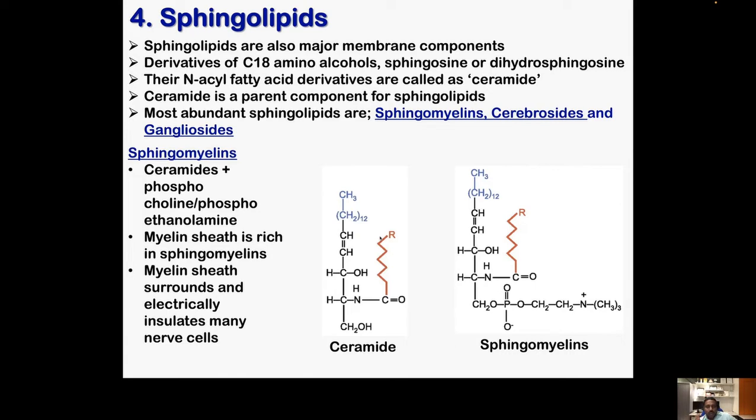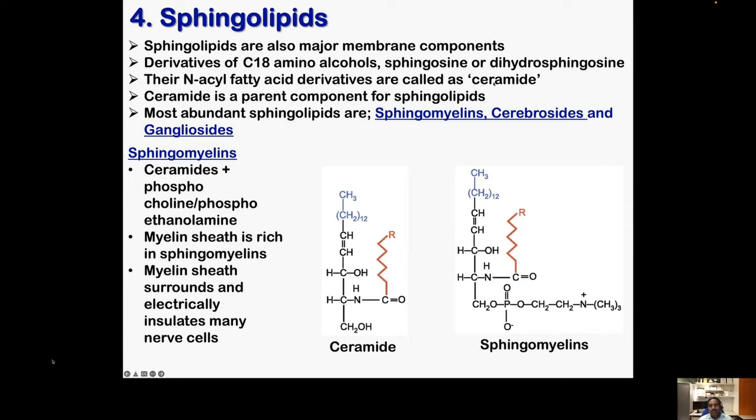The core part of these sphingolipids is sphingosine and dihydrosphingosine, and they react with one fatty acid derivative and make a component called ceramide. The fatty acid derivatives of the C18 amino alcohols are called ceramide. This ceramide acts as a parent compound for any type of sphingolipid. You can take any type of sphingolipid, and each will have ceramide as a functional or parental unit.